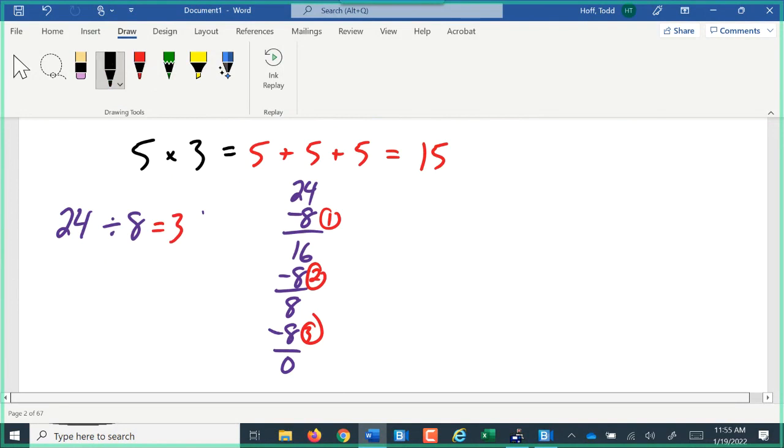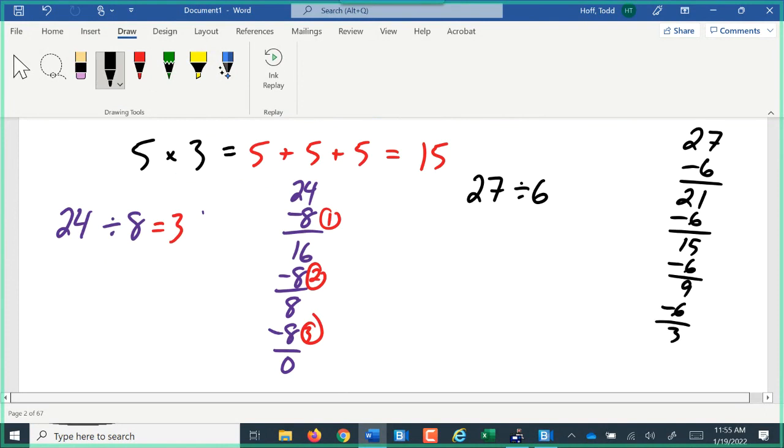This is where our remainders come from. I have 27 divided by 6. Start out with 27. Minus 6 is 21. Minus 6 again is 15. Minus another 6 is 9. And minus another 6 is 3. I can't take 6 away from that anymore without going below 0. I subtracted 1, 2, 3, 4 sixes. So 27 divided by 6 is 4 because I can subtract it 4 times, with a remainder of 3 because there was 3 left over.